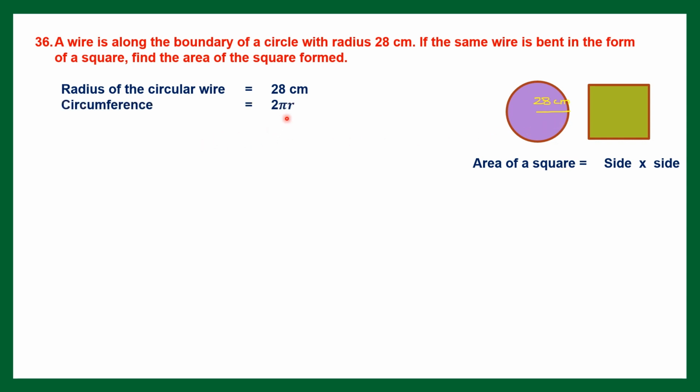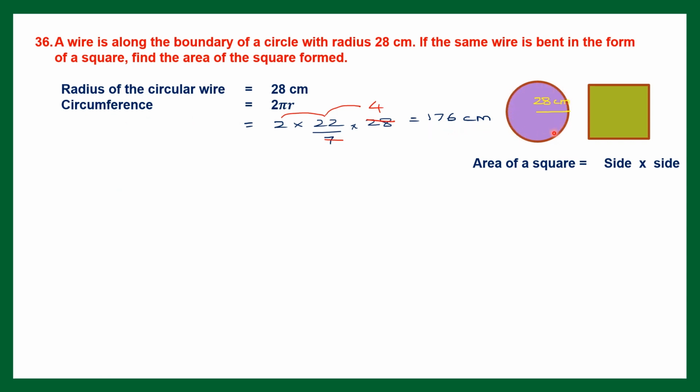Now the circumference of a circle is 2 pi r. So we can find the circumference of the circle by using this formula. So that is 2 into 22 by 7 into r, which is the radius 28. Now let's cancel. I can cancel 7 and 28. 7 fours are 28. Now I can multiply. 2 into 22 is 44. 44 into 4 is equal to 176 centimeters. So what have we found now? We have found the circumference of the circle, which is 176 centimeters.